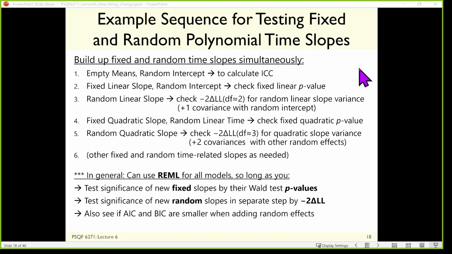Alternatively, some folks like to start with the most complex model that they would entertain and then see if taking anything away hurts. Because if you start at number 5 here, random quadratic, and you remove the random quadratic slope variance and its covariances, and the model fits worse, then you're done, because you know that you need that term. And if you need a random quadratic slope, that means you need the fixed quadratic slope that goes with it. If you have a fixed slope that goes with it, you need the linear term underneath it. And if you have a random quadratic slope, you need the random linear underneath it. Okay, does that make sense? Maybe?